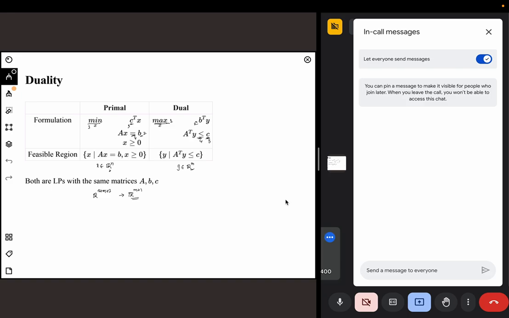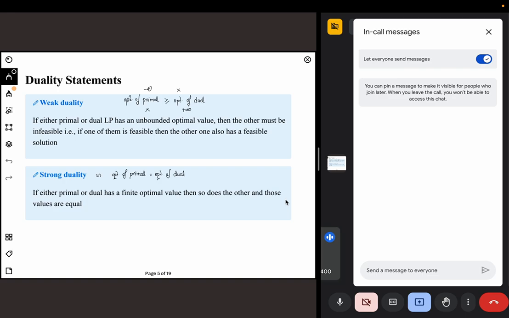And then the two theorems come, the weak duality and the strong duality. The weak duality says that the optimal value of the primal will always be greater than or equal to the optimal value of the dual. In the strong duality, instead of the inequality, we actually have an equality: if one of them exists, the other one will also exist, and both the values will be the same. The values here refer to the optimal values. So the objective function value will be the same, but the actual values of x and y in the primal and dual spaces might be different.